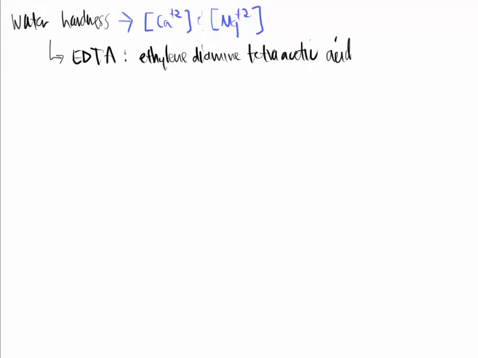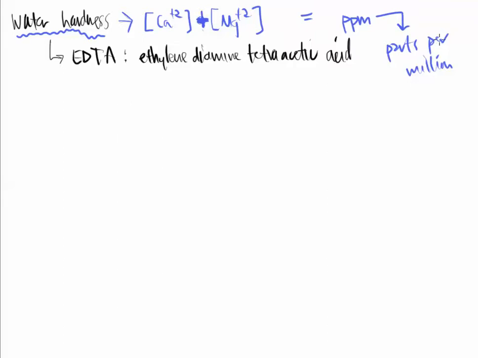But water hardness typically centers around the calcium and magnesium levels. If I take these two, calcium and magnesium, and add those concentrations together, that is what we call water hardness. Water hardness is typically reported in a unit, and that unit is ppm. ppm again means parts per million. Parts per million of what? Well, it's parts per million of calcium and magnesium.